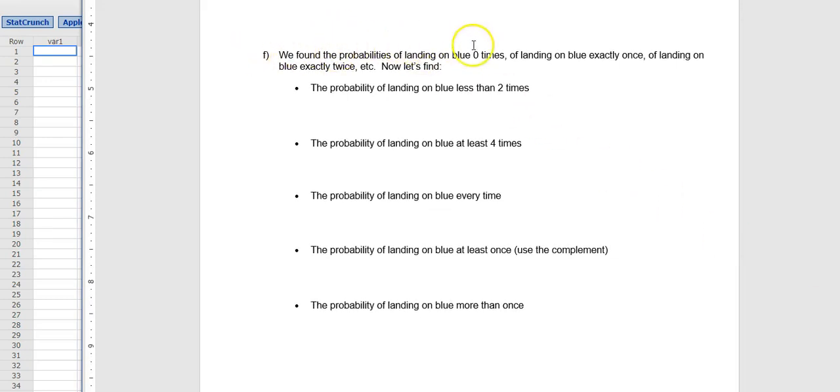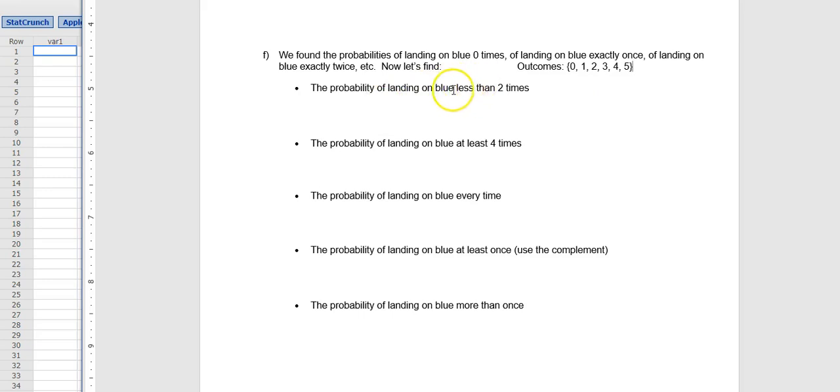Let's talk about one more thing with this binomial distribution. We already found the probabilities for landing on blue exactly 0 times, exactly once, exactly twice, and so on. If we want to find the probability of landing on blue less than 2 times, the important thing here is to figure out which of those outcomes this would include. So if we look at all of our outcomes, it was 0, 1, 2, 3, 4, and 5. Those are all the outcomes in our sample space.